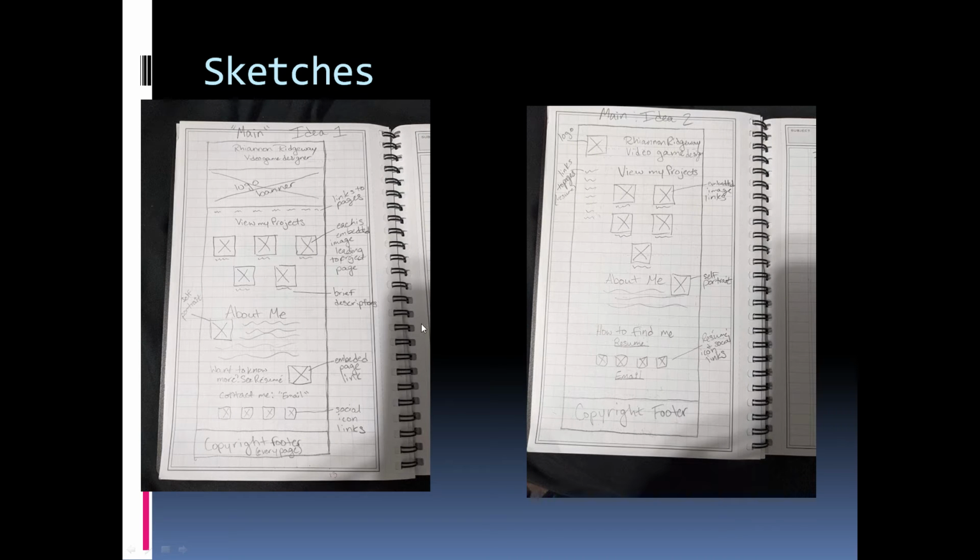I also did several sketches which basically go over a banner, links to the pages, and I would view either projects or the about me first. I couldn't really decide when I was creating these sketches. And then on to resume and contacting. These main two ideas have the same information, but they're just organized a bit differently.